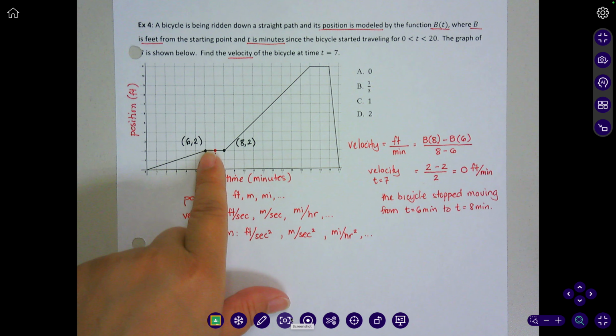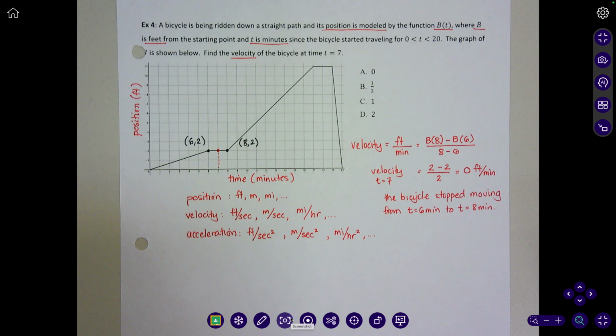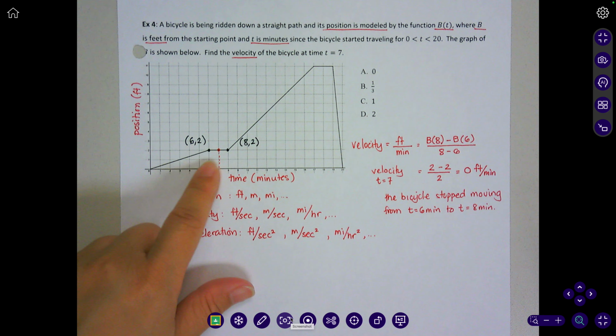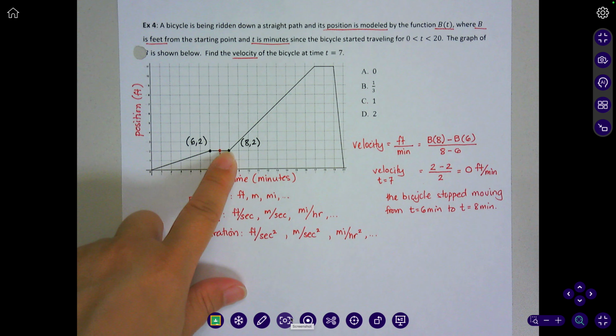You want to find 7, then pick the 2 points where 7 is in between. In this case, you can pick 6 and 8. Now, can I pick like 6.9 and 8.1? You can, but you can see that it's going to produce the same slope because it's on the same line segment. Do you guys see that? Any question on that?